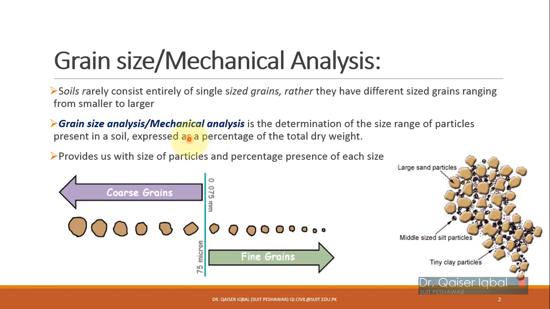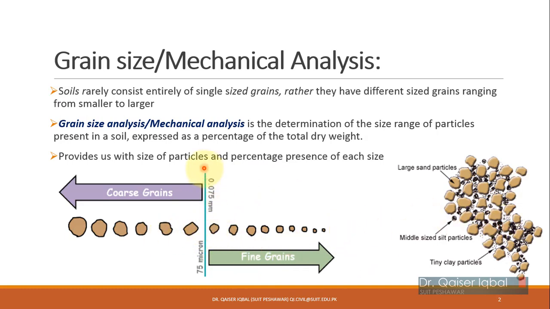To achieve this purpose, we do the grain size analysis, which is also known as mechanical analysis in some of the books, which is basically the process of determining the size range of the particles and their percentage by dry total weight in a given soil sample. The mechanical analysis provides us with sizes of particles present in a given soil sample with the percentage of each size, and for that purpose we use sieve analysis for coarse grain soils, and for fine grain soils less than 75 micron we will be doing hydrometer analysis.